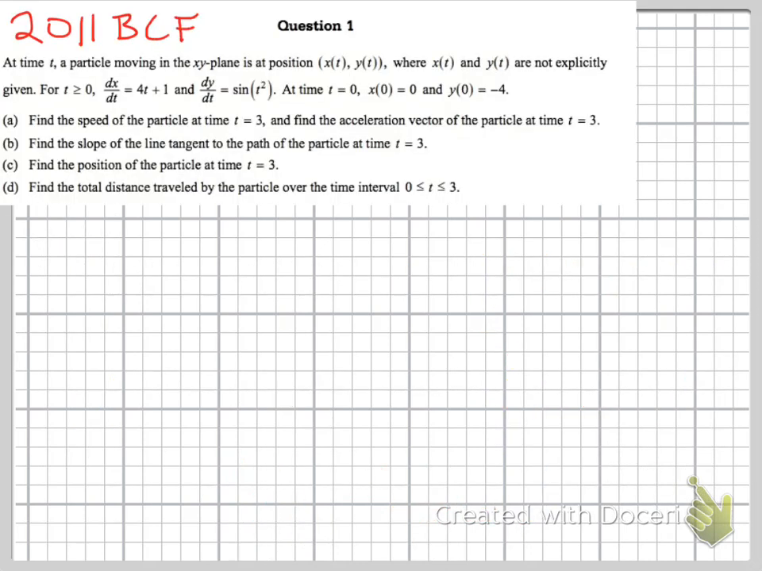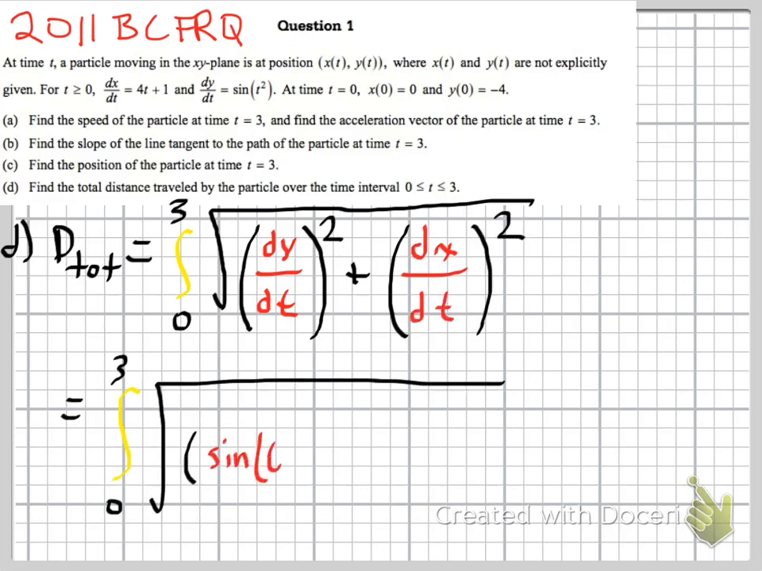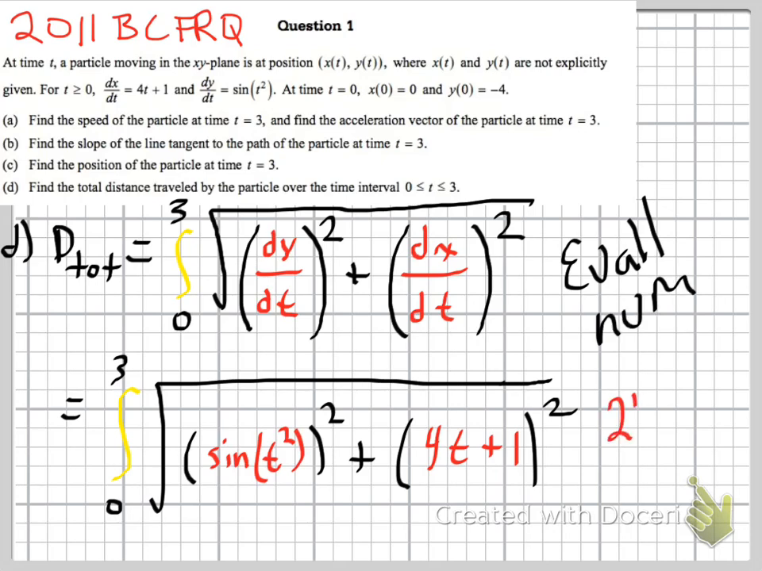And lastly, we need to find the total distance traveled, which is simply the integral from 0 to 3 of the speed equation, which is the square root of dy/dt squared plus dx/dt squared. Evaluating numerically in terms of our problem, we get sine of t squared plus 4t plus 1 squared under the root. And evaluating that integral numerically, it is 21.091.